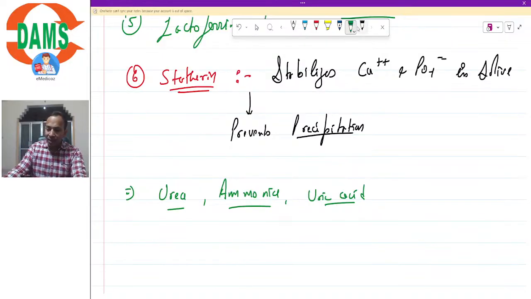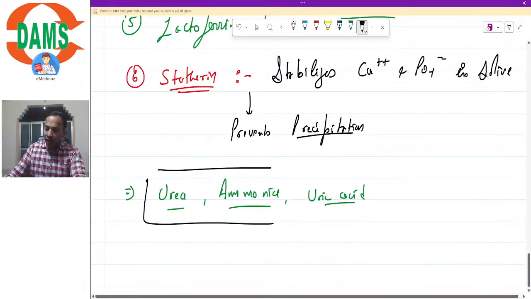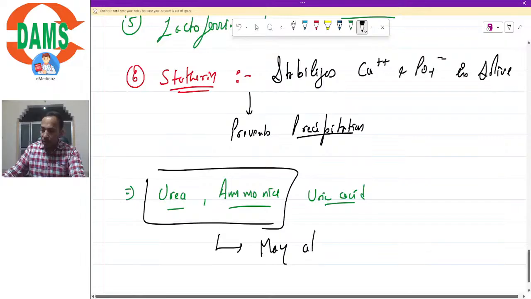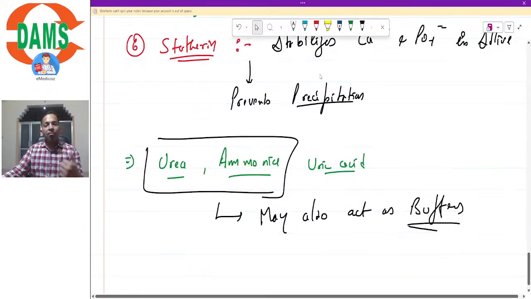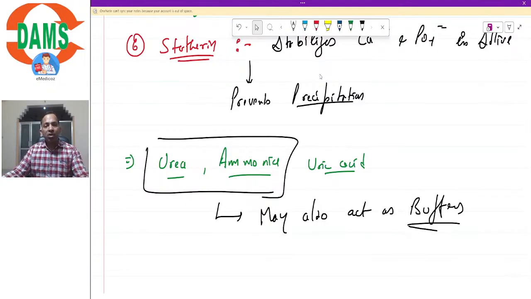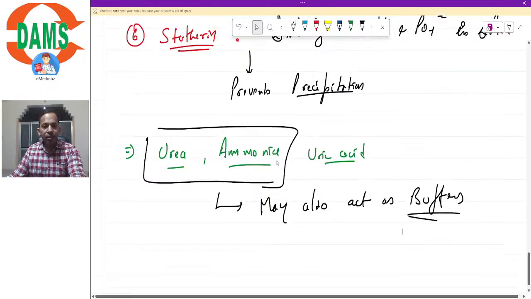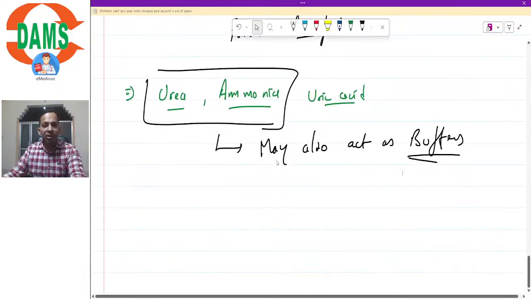So amongst these excretory products, urea and ammonia may also act as buffers, right? So the primary buffer is bicarbonate, secondary buffer is phosphate, HPO4 minus, and after those urea and ammonia may also act as buffers, right? So these are the excretory products that are found in saliva.